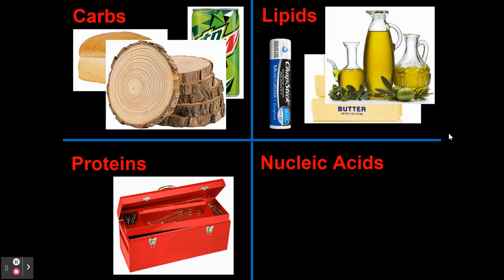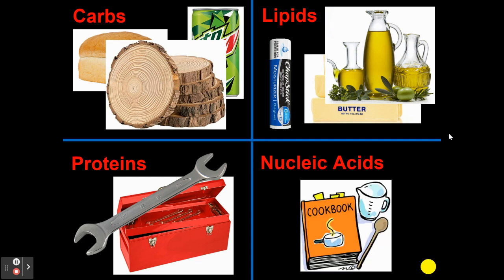For proteins, as an analogy, think of tools and specifically a wrench because it's got that shape that allows it to get stuff done. And nucleic acids, think about a cookbook. So a cookbook has recipes for food, those are instructions, whereas nucleic acids have the instructions to build proteins.